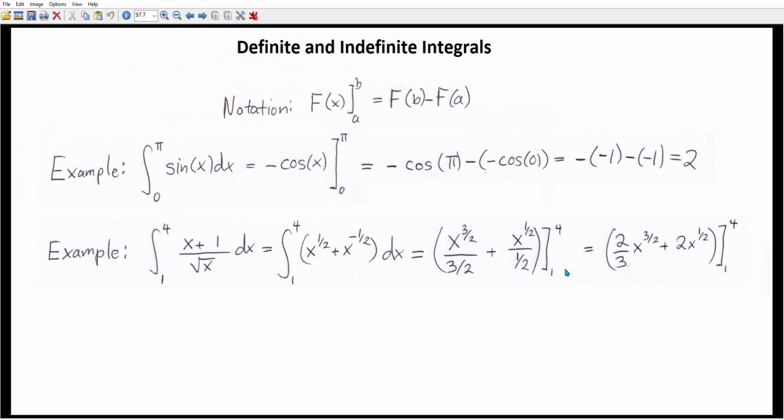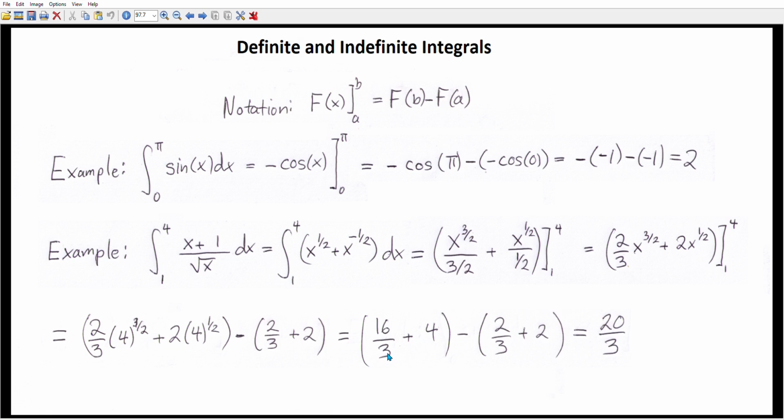And we then do a little simplification. Dividing by 3/2 is the same as multiplying by 2/3. Dividing by 1/2 is the same as multiplying by 2. We evaluate this between 1 and 4. And we get 2/3 times 4 to the 3/2 plus 2 times 4 to the 1/2, minus 2/3 plus 2. 4 to the 3/2 is 2 cubed or 8. 4 to the 1/2 is 2. So we end up with 16/3 plus 4 minus 2/3 plus 2. And when you do the algebra, you get 20/3.